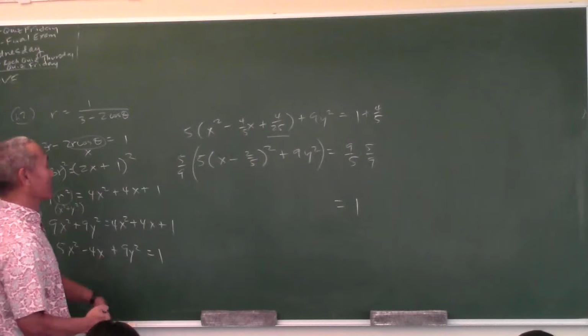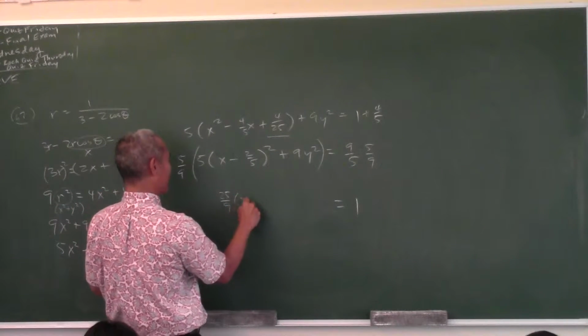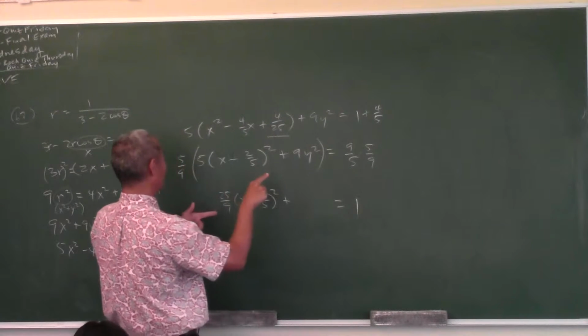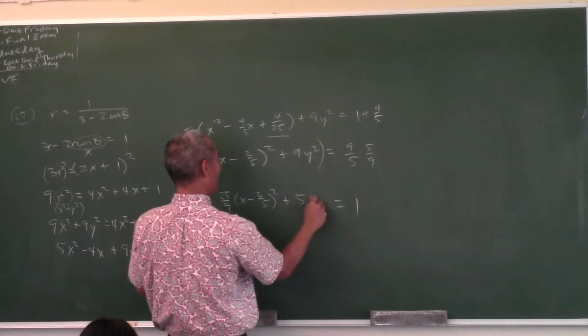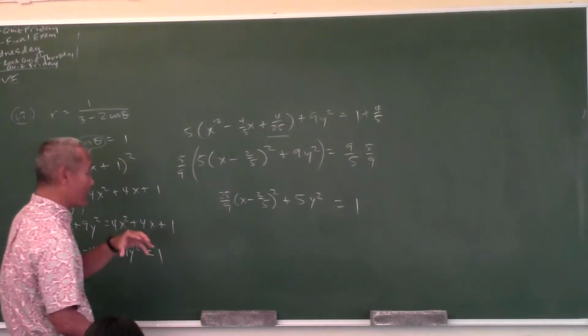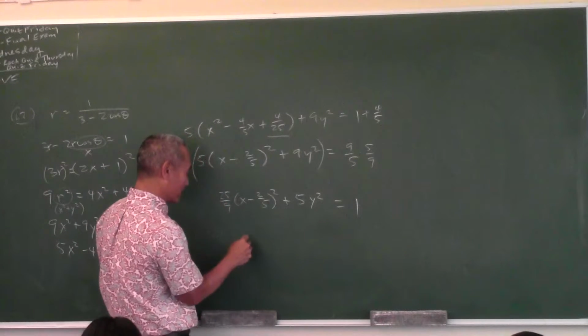Okay, now, what happens when you distribute this 5/9? You get 25/9 times x minus 2/5 squared plus, distribute the 5/9, you get 5y squared. The 9's cancel out. But this is not standard form yet, because in standard form, the coefficient over here has to be 1.